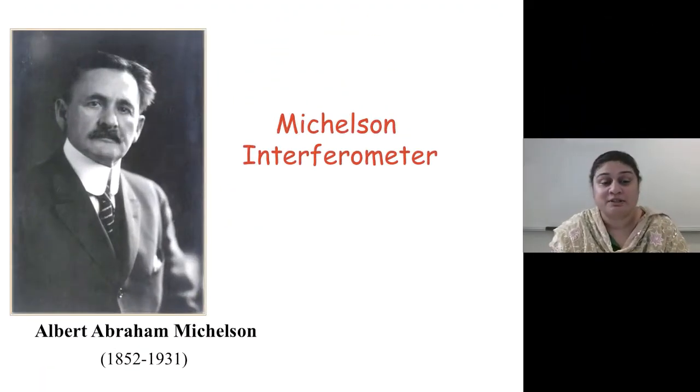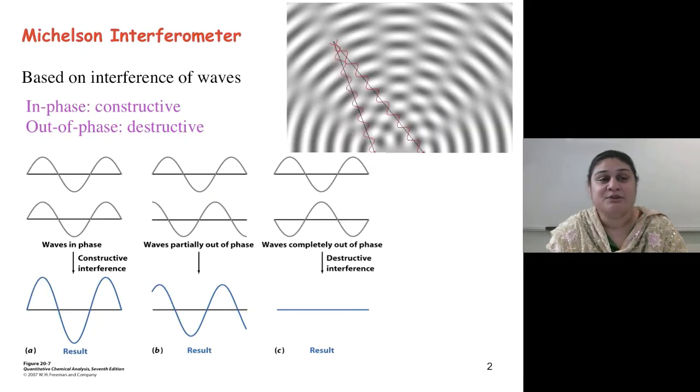Michelson interferometer is named after Albert Michelson, who lived between 1852 and 1931. It uses the interference of waves. We know that when waves are in phase with each other, we get constructive interference, and when waves are out of phase with each other, we get destructive interference.